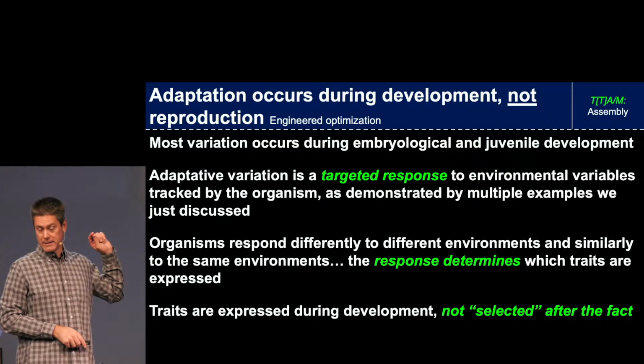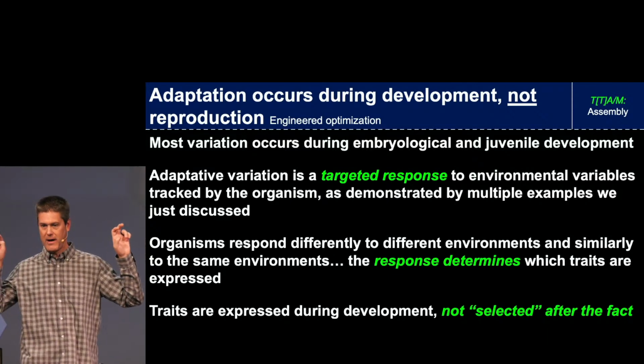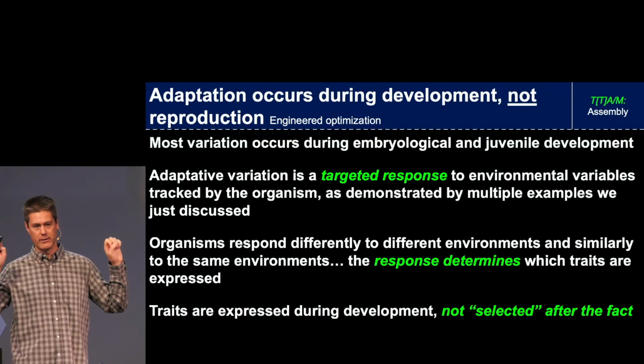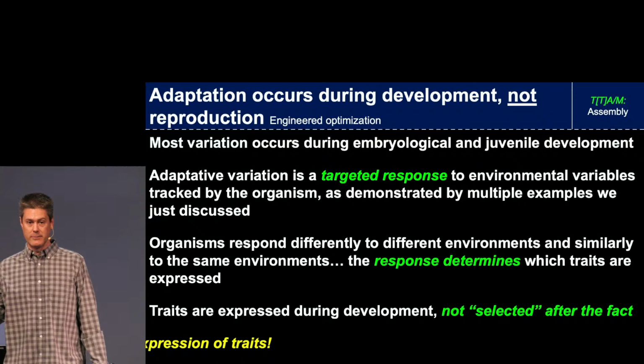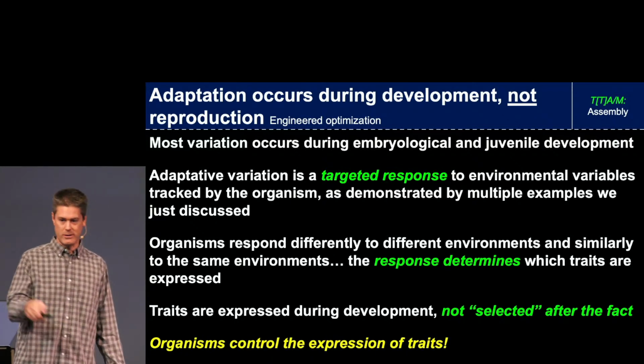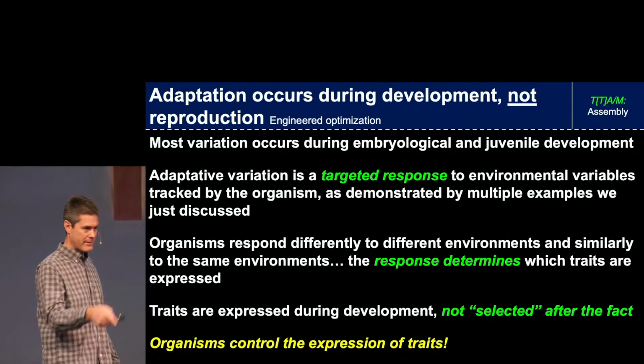So what I'm saying is that these traits are expressed during development. They're not selected after the fact. There's no selection going on here. The organisms are controlling the expression of the traits. So this is happening as the traits are being assembled by the organism.